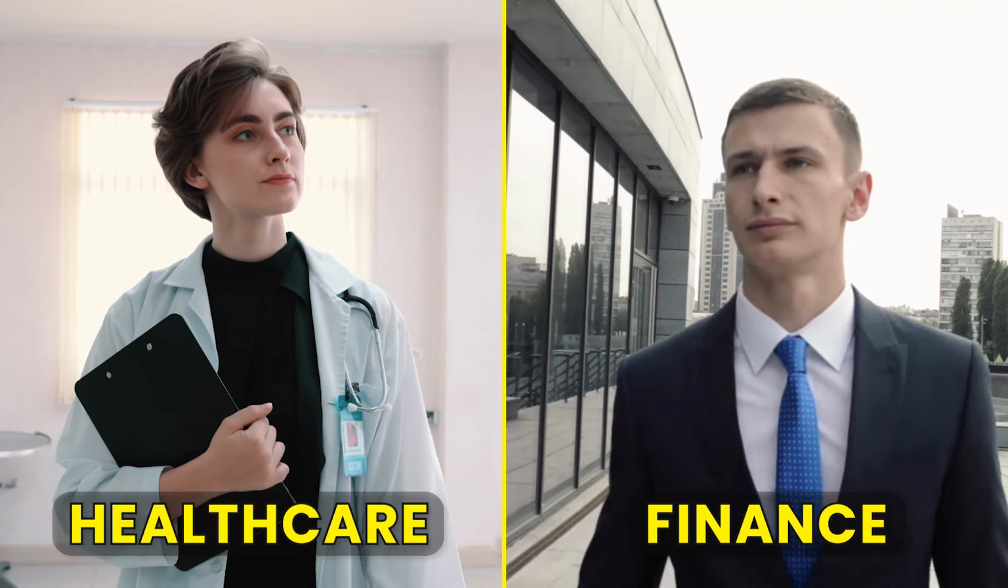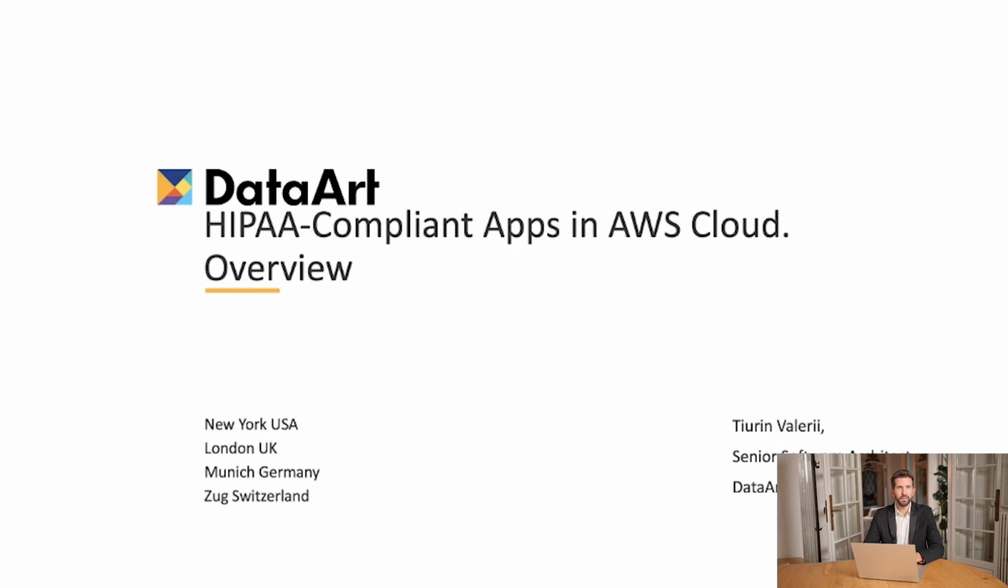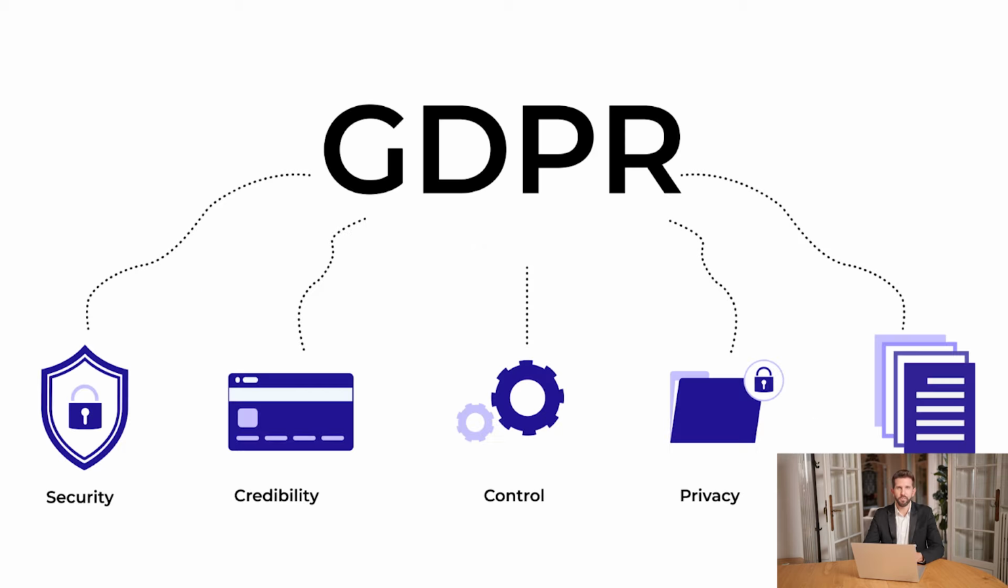For businesses in regulated industries, such as healthcare and finance, AWS App Studio provides tools to help you meet compliance requirements. For example, you can configure your app to comply with regulations like HIPAA, Health Insurance Portability and Accountability Act, or GDPR, General Data Protection Regulation.